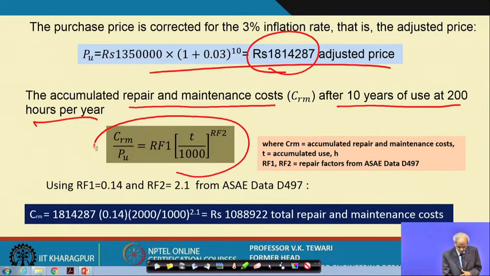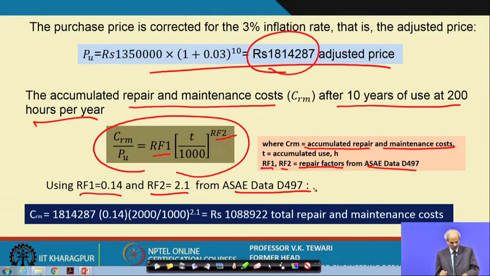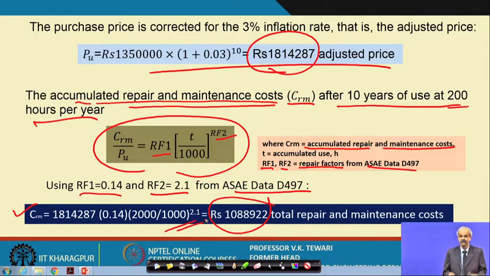And for that you can use the same data of ASA, and this is given as CRM by PU. You know what CRM is: the accumulated repair and maintenance cost, and PU is known to us already earlier. Then RF1 and RF2 talk of the repair factors from ASA data. So, repair factors RF1 and RF2, these values can be taken from this data. So, assuming this, the CRM, or the accumulated repair and maintenance cost, for this machine works out to be about this much value. Again, you can check the calculations.